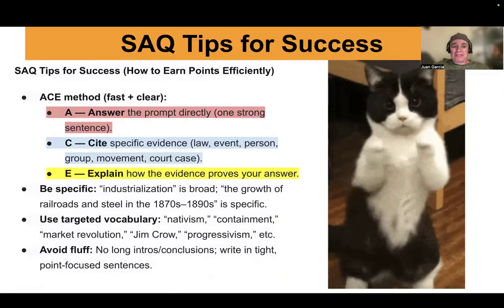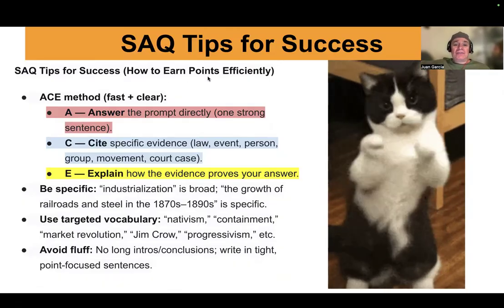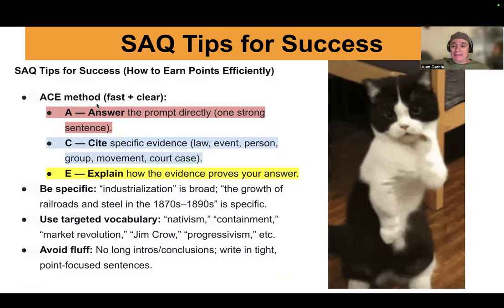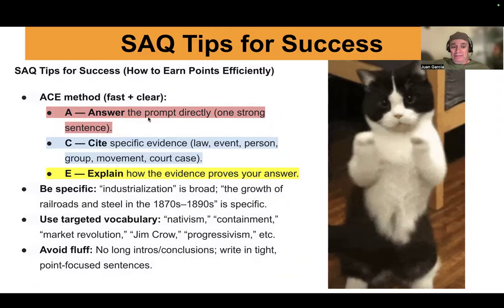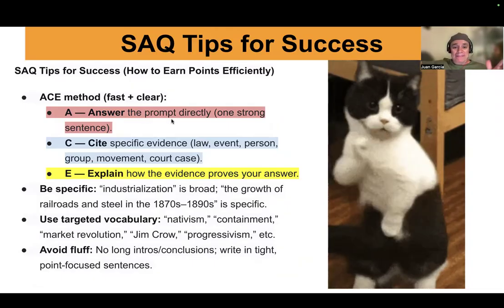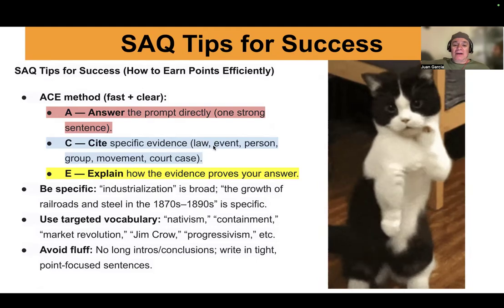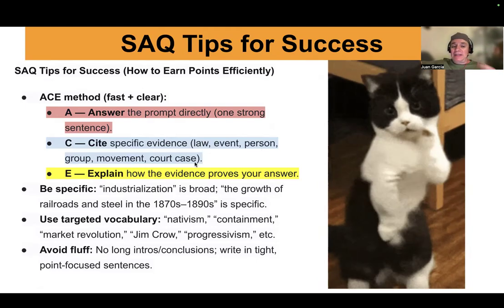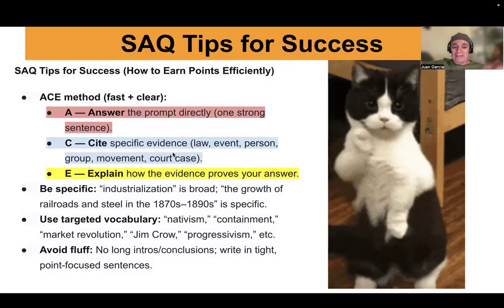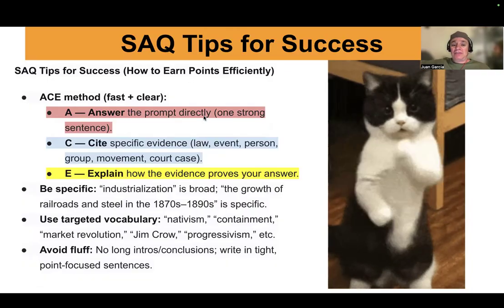So these are the tips for success. SAQ tips for success, how to earn points efficiently. ACE, this is what I use with my students. It's fast and clear. So A, answer the question, answer it directly. Okay, one strong sentence. C, cite specific evidence: law, event, person, group, movement, court case. Explain what it is. Okay, cite the evidence, be specific. And then explain how this evidence supports the answer to the question.